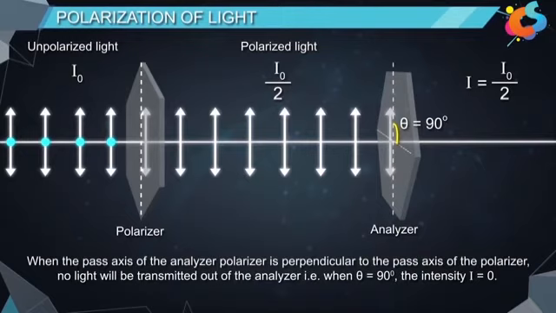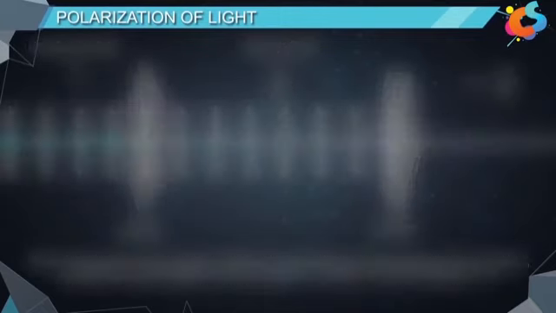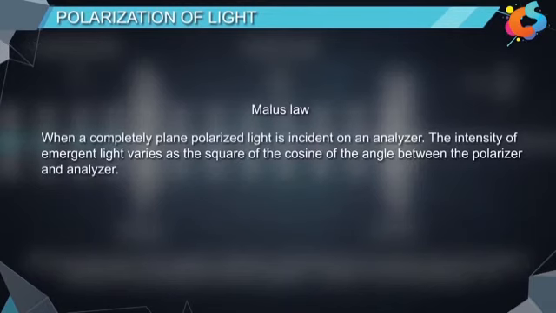Now, Malus' law states that when a completely plane polarized light is incident on an analyzer, the intensity of emergent light varies as the square of the cosine of the angle between the polarizer and analyzer. That is, I is equal to I naught cos square theta.